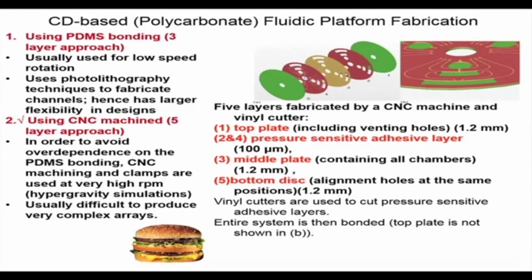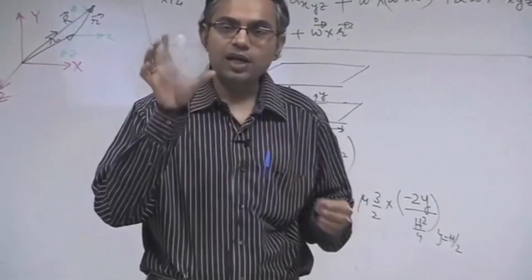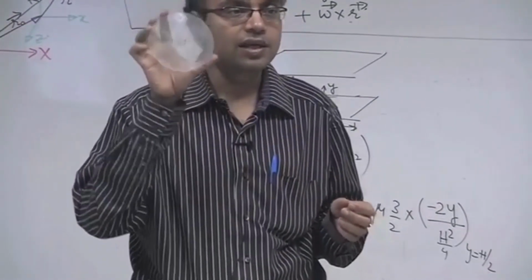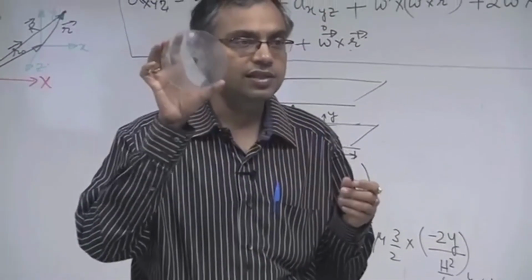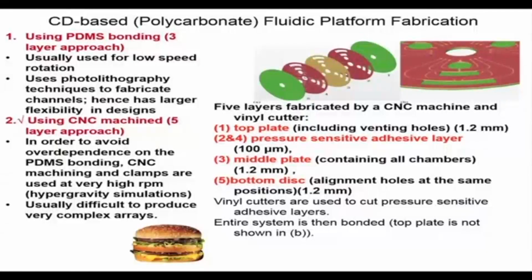Now how is the CD fabricated? So if again let me bring out that sample because that will help you to understand. If you look at this, it will appear to be like a single piece, but there are actually 5 pieces here. So I will go to the slide and show what are these 5 pieces. This 5 layer is not the only approach of making the CD.